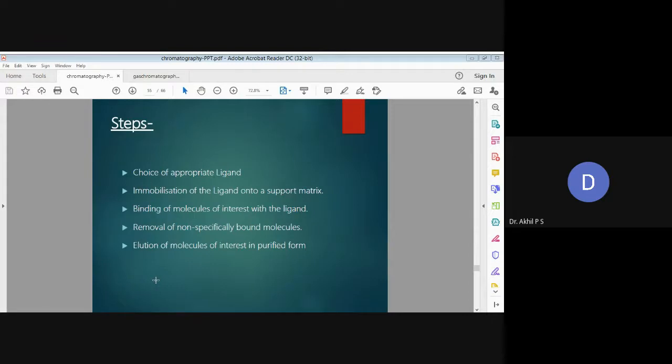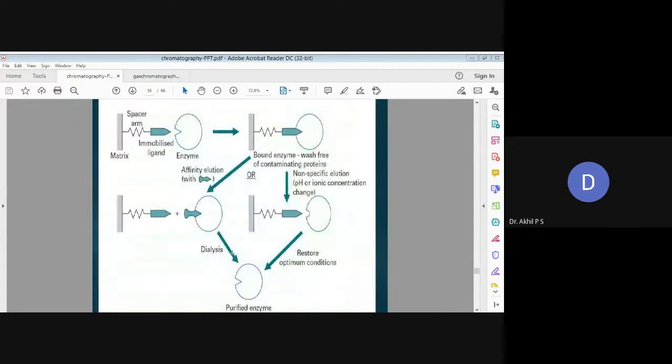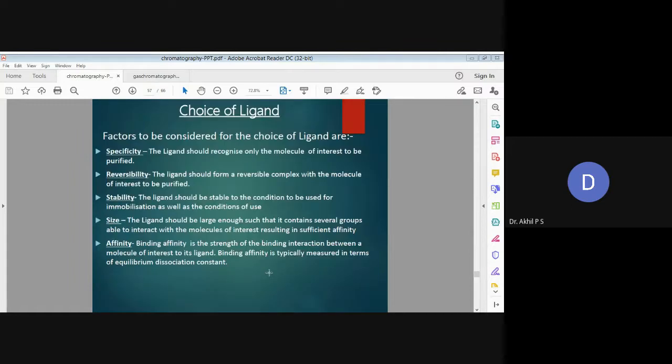Steps: choice of appropriate ligand, immobilization of ligand onto support matrix, binding of molecules of interest with the ligand, removal of non-specifically bound molecules, and elution of molecules of interest in purified form. The figure shows the steps involved in this process. Choice of ligand. Factors to be considered for the choice of ligand are first specificity, reversibility, stability, size, and affinity.